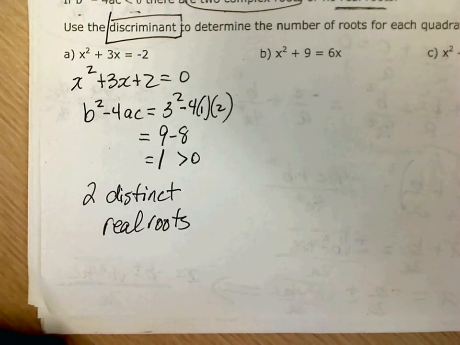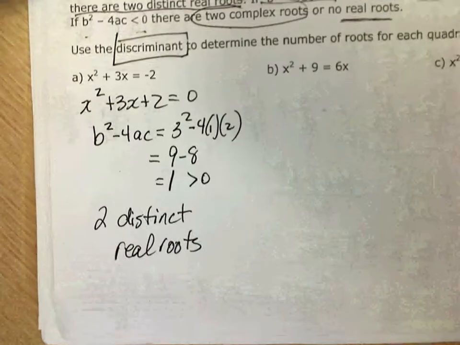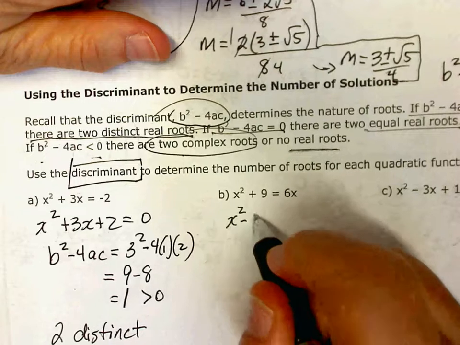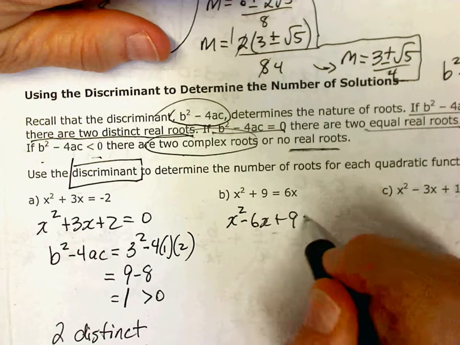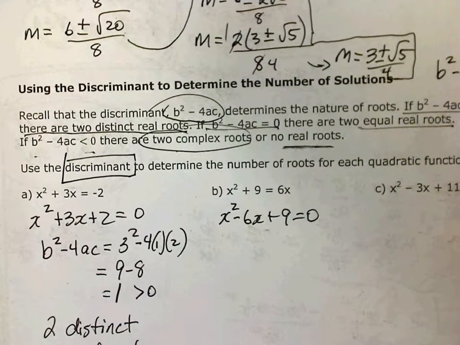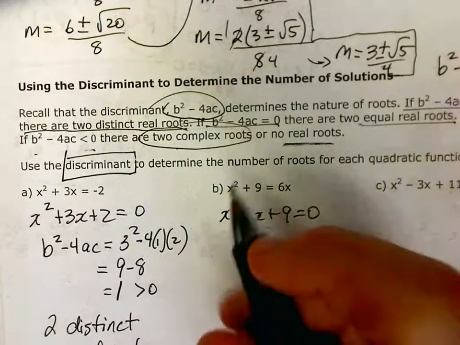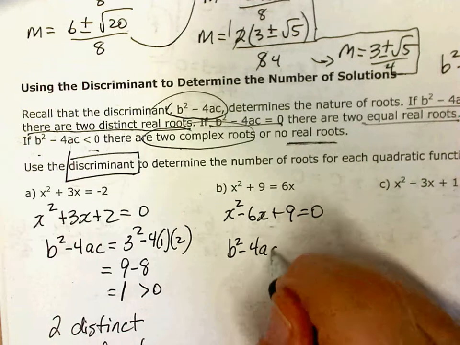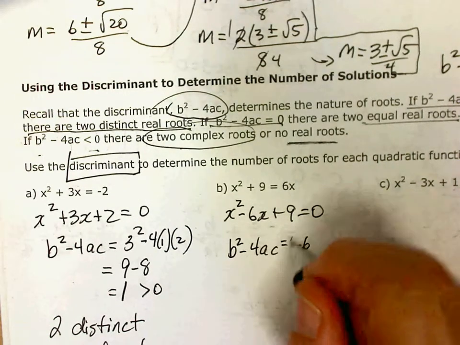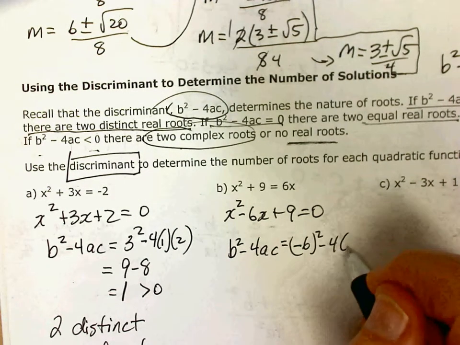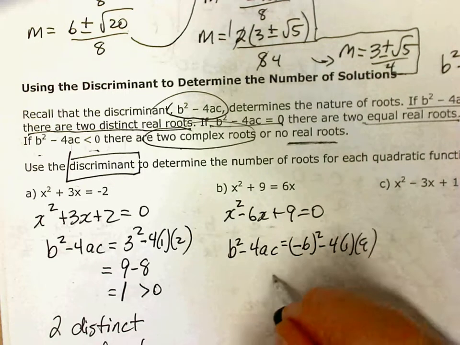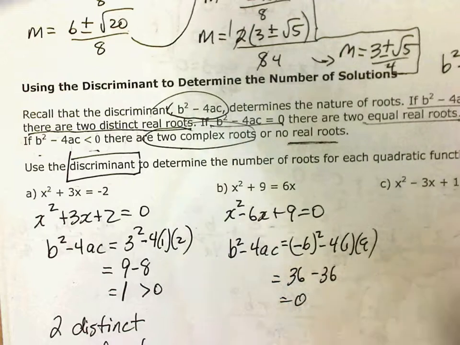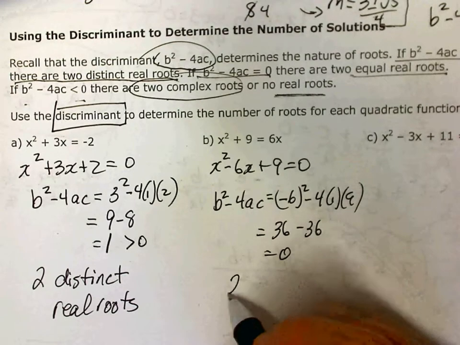Let's subtract 6x. X squared minus 6x plus 9 equals 0. I'm just doing one of each example. So here, b squared minus 4ac equals negative 6 squared minus 4 times 1 times 9. Notice here we have 36 minus 36 equals 0. So we have two equal real roots.